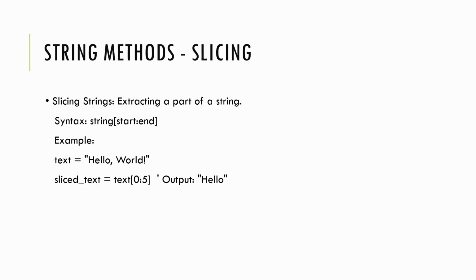Another important operation is string slicing. Slicing allows us to extract a portion of a string. We do this by specifying the start and end indices. For instance, if we have the string hello world and we want to extract hello, we can use slicing text[0:5]. Here's a great way to grab specific parts of your strings.